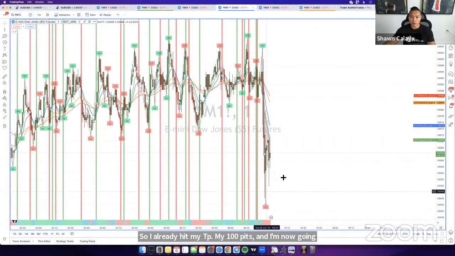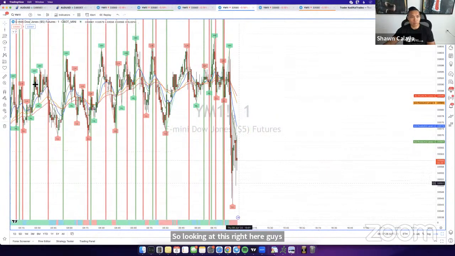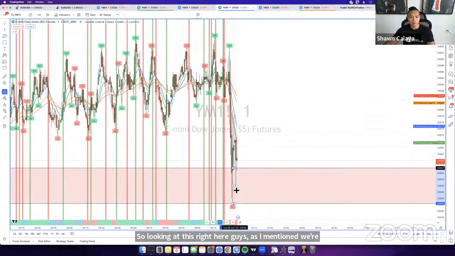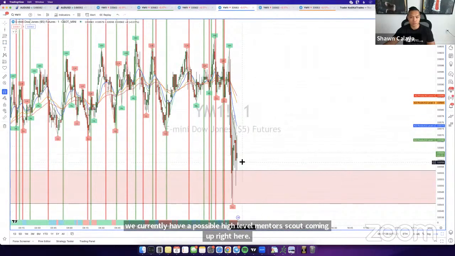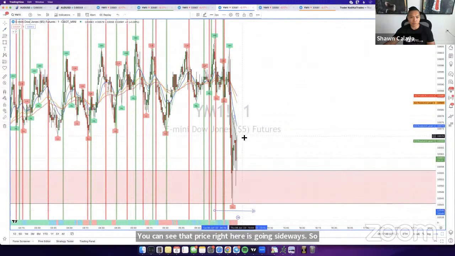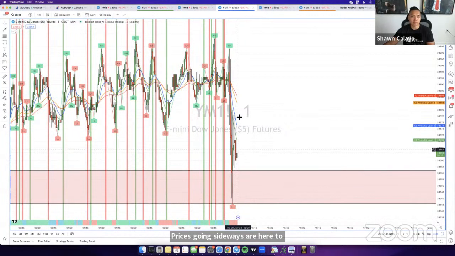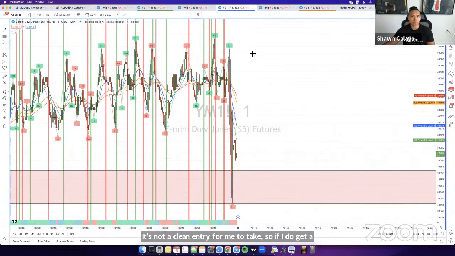Looking at this right here, guys, as I mentioned, we're going to look for entries. At this point we currently have a possible high level momentum scalp coming up. But as I mentioned in the past, I don't take high level momentum scalps unless it's a direct push. You can see that price right here is going sideways. This is not a direct push. It's consolidating, so it's not a clean entry for me to take. If I do get a buy signal here that breaks and closes past pivots 1 and 2, I'm not going to take the trade, just the FYI.